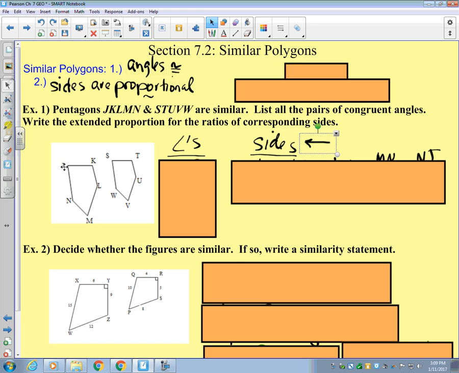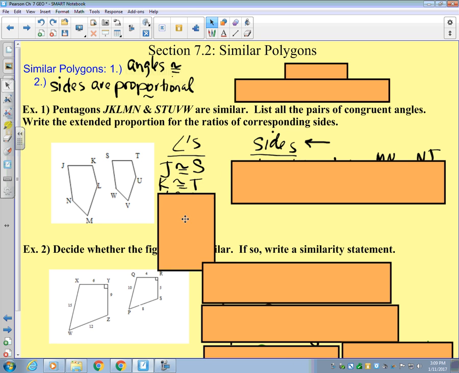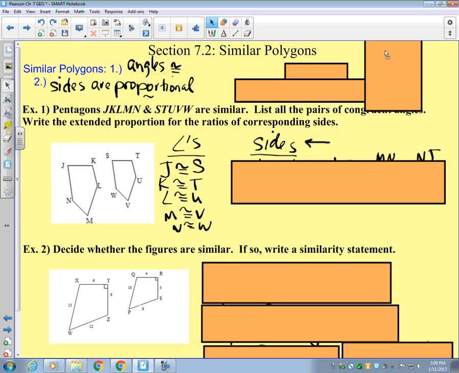So when we look at our angles, we see that angle J, and we can look at our statement to also get this information, is congruent to angle S. Angle K is congruent to angle T. L is congruent to angle U. And M is congruent to angle V. And our fifth angle, N, is congruent to W. So listing all the angles congruent is pretty easy. You just have to remember all five.